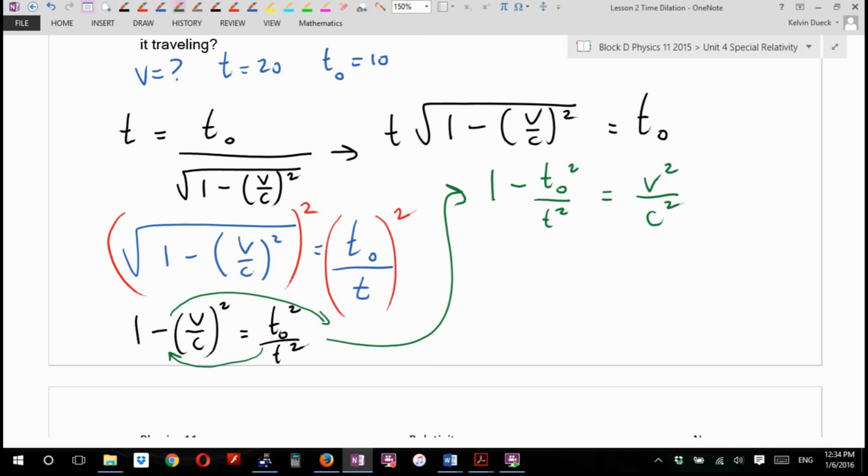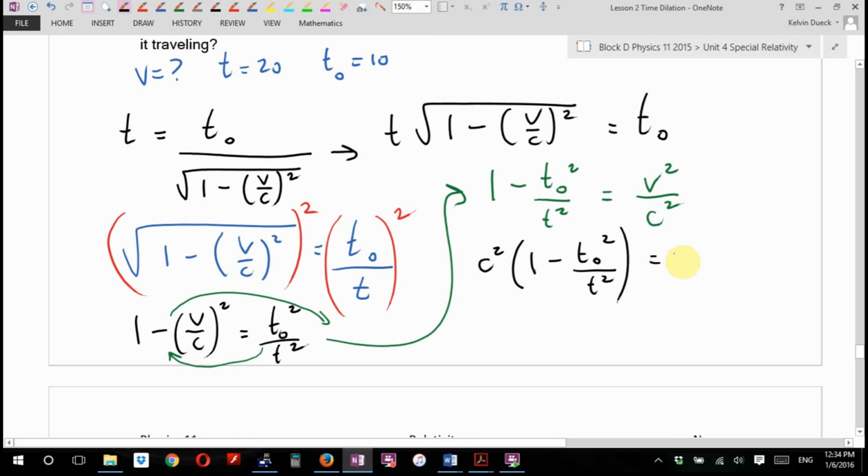So how could I move that c squared over? Multiplying. c squared bracket 1 minus t0 squared over t squared. Now that equals v squared. What's my last step going to be? No, how do I get rid of a square root?